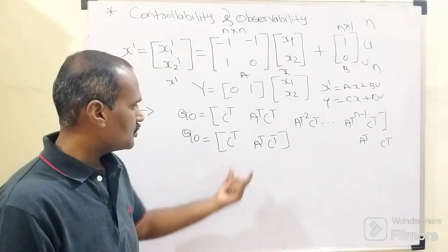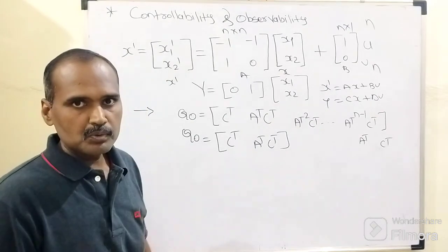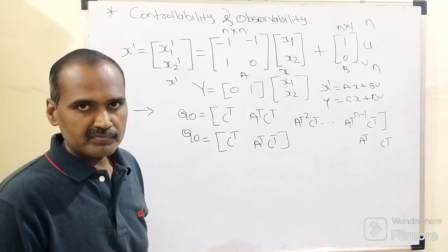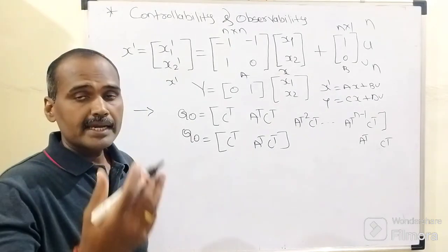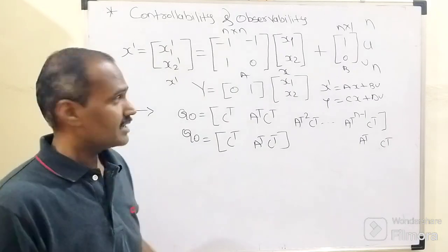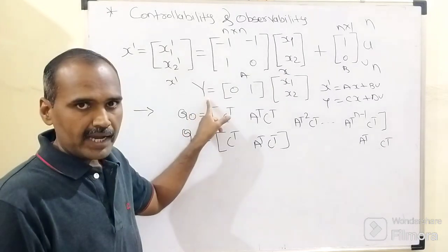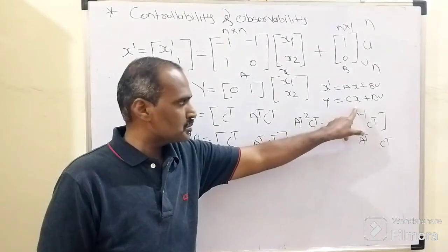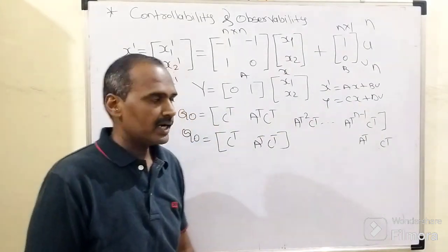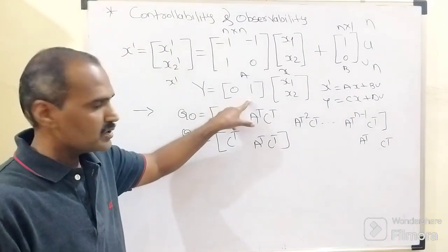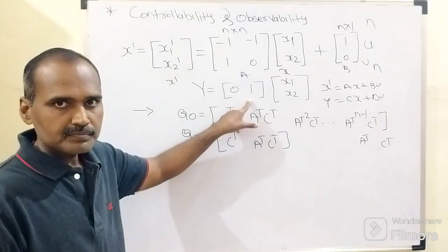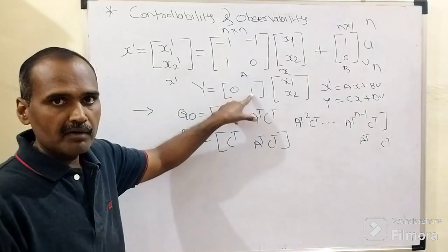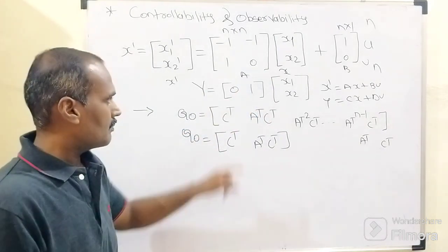So first of all, what do we need to do? First of all, we need to determine the transpose of this C matrix. C is a part of that output state equation denoted with this Y, right? Y equals Cx plus Du, as I told you earlier. So here, the size of this matrix is nothing but 1 row and 2 columns, right?